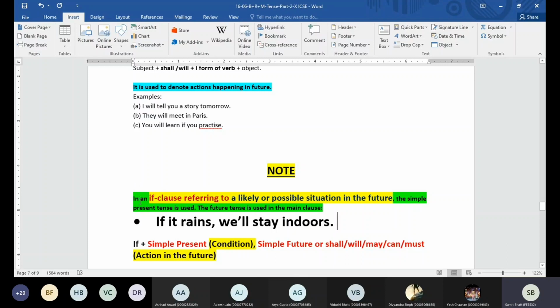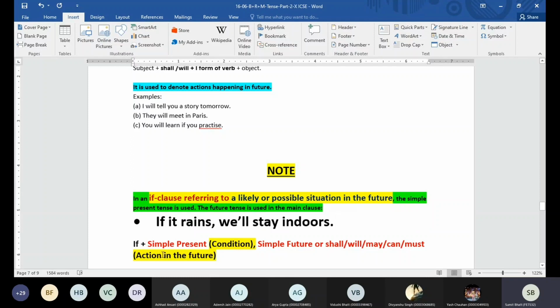Okay, so here in an if clause referring to a likely or possible situation in the future, something which is going to take place in the future, we use the combination of simple present tense and future tense. In place of future tense, we can also use other modal verbs, because in future tense, we don't use regular helping verbs, we use modal helping verbs. And what are they? We'll discuss once we start with the modals.